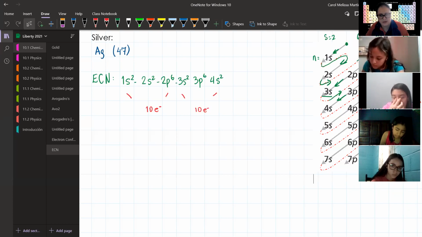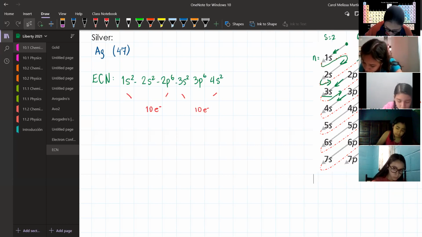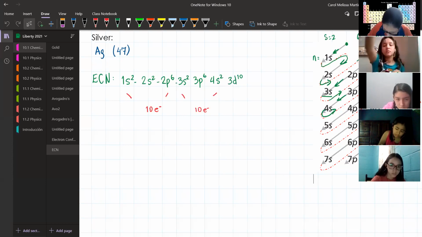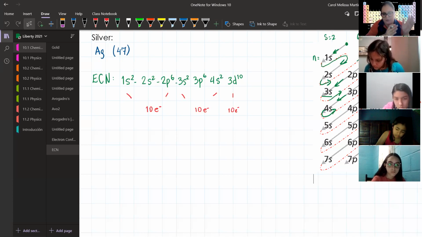So I need to go on. Sorry. So I continue. I follow the dash line, and it goes 3D 10. As you can see, I separate the electrons in groups of 10 because for me it's easier like that. But you can do it in the way you want. Just don't lose count.